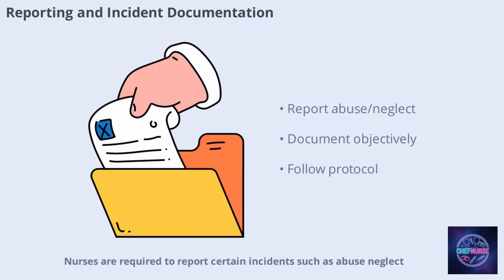Nurses are required to report certain incidents, such as abuse, neglect, or errors in care. Accurate and timely documentation is crucial for legal protection and patient safety. The NCLEX may present scenarios where you must decide what to report and how to document it. We'll discuss mandatory reporting laws, the importance of objective charting, and the steps to take when an incident occurs.